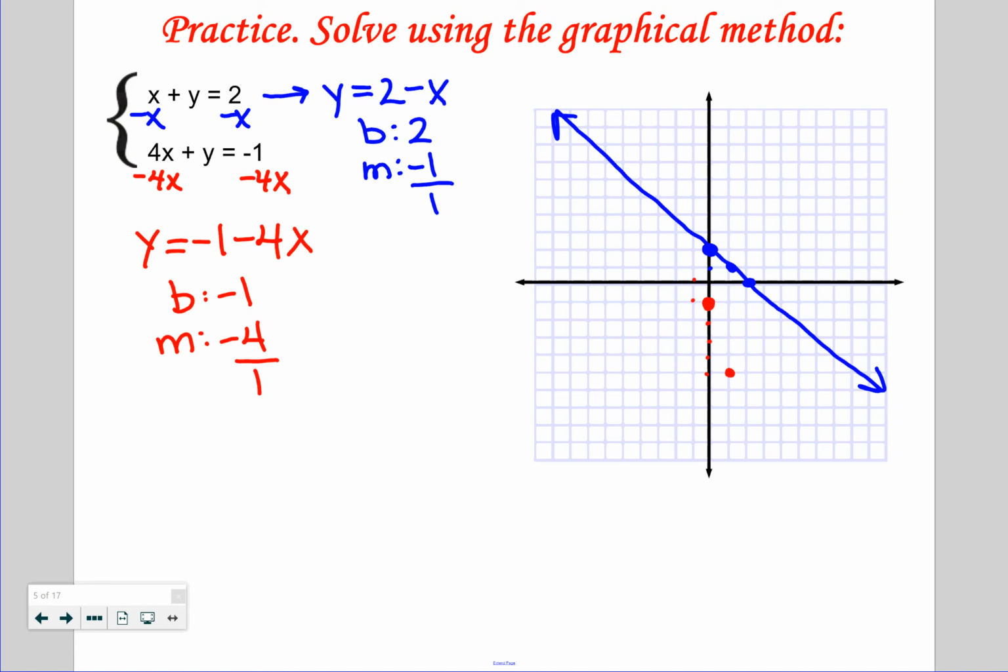And I might have to go the other direction here to get my intersection. There we go. There's my second line. And you can see that I have the same point on both of my lines, and that point, negative 1, 3, is the solution to your system. If you want to check it, negative 1 goes in for x in both equations, 3 goes in for y in both equations, and you should get 2 true statements.